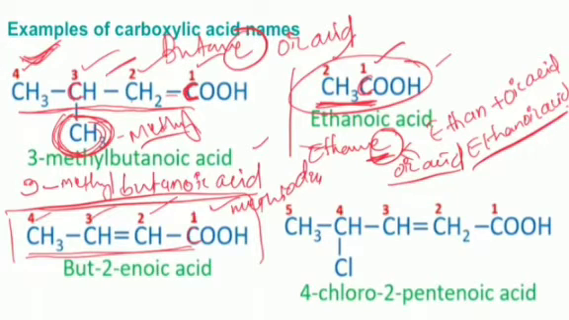And where is the double bond? It begins at the second carbon, so you have to indicate that position. How many carbons are present? 4 carbons, so you write but. You indicate the position of the double bond, the second carbon, so 2. And you write en. Then you add oic acid, the enoic acid. Then what is the name? But-2-enoic acid.